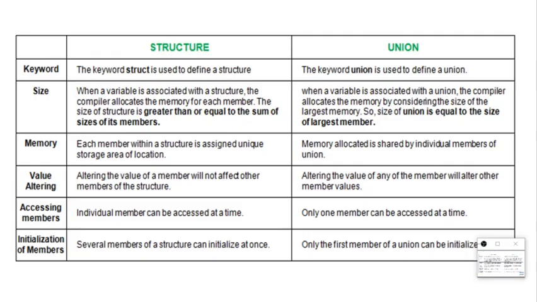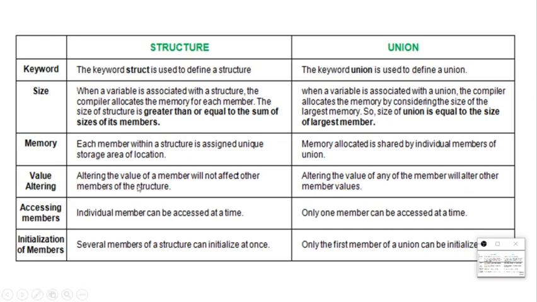So let us see the differences between a structure and union. First, for structure we use the keyword struct, and for union we use the keyword union. Next, the size: for a structure it is greater than or equal to the sum of the sizes of its members, so all together its memory will be like 2 bytes plus 1 byte plus 3 bytes, an addition of all. But in a union, whichever is the largest one, that's the size, right? Memory: in a structure each member is assigned unique storage, so separate storage will be there. But in a union, individual members share common memory, right?